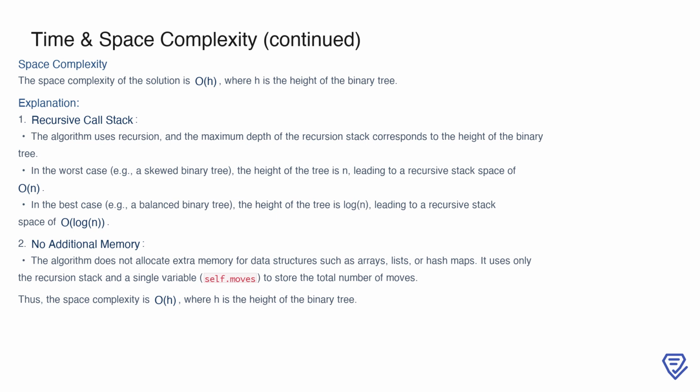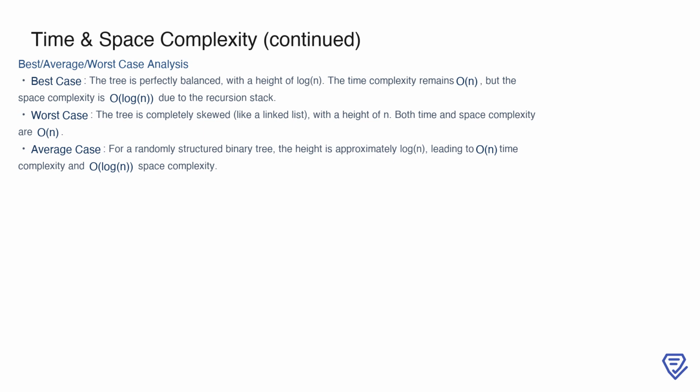Additionally, the algorithm does not allocate extra memory for external data structures like arrays or hash maps. Instead, it relies solely on the recursion stack and a single variable to track the total moves. As a result, the space complexity is tightly correlated to the height of the tree, making it O(h). Let's break this down further with a best, average, and worst-case analysis. In the best case, the binary tree is perfectly balanced, meaning its height is log n. Here, the time complexity remains O(n), and the space complexity is O(log n) due to the recursion stack.